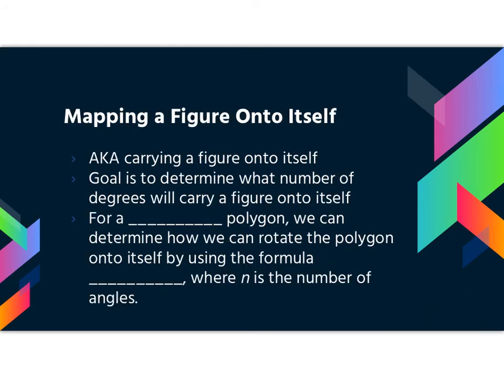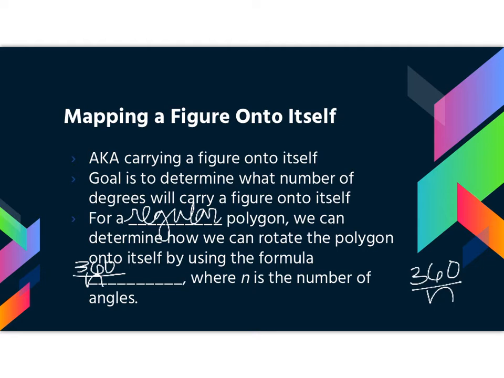Now we talk about mapping a figure onto itself with rotations and reflections. When you're trying to map a figure onto itself, you can also call it carrying a figure onto itself. And when you're doing that with rotations, your goal is to determine what number of degrees will carry a figure onto itself. So something special is if you have a regular polygon. If you have a regular polygon, you can determine how you can rotate that polygon onto itself by using the formula 360 divided by n. And I wrote that off to the side in case you couldn't read it. And n is the number of angles.